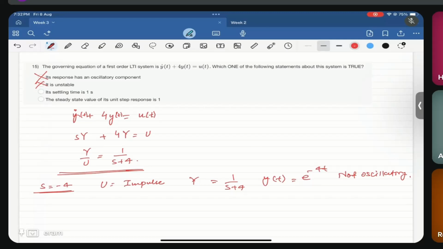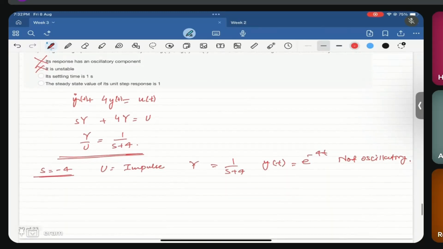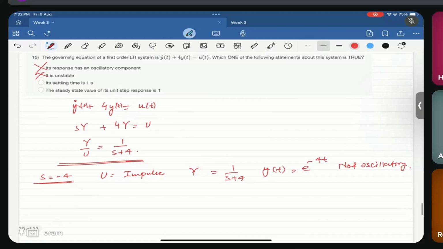No, first we have to find the time period. Time constant you are saying, right? Yes, ma'am. So first we have to convert the transfer function into the standard form. The standard form is something like a by bs plus 1 kind of thing.